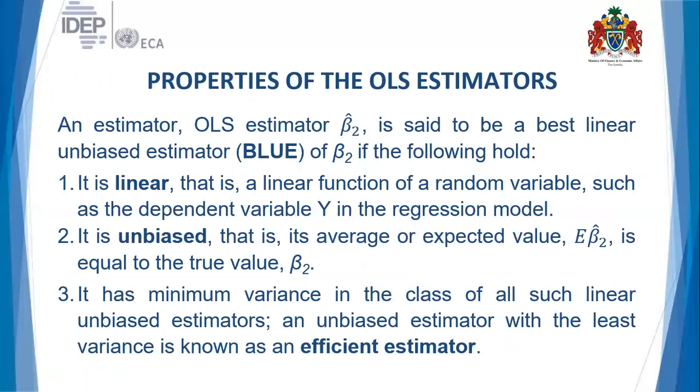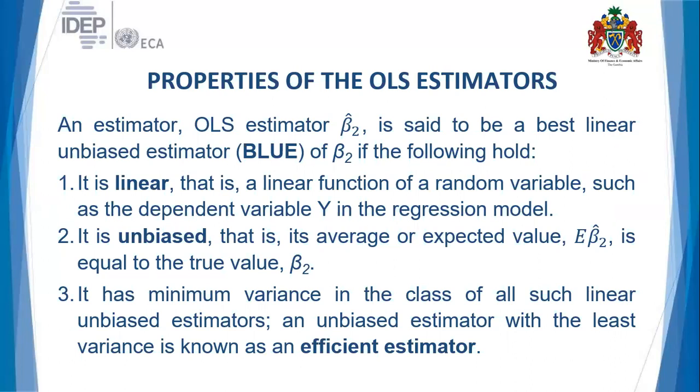Now let's quickly look at the properties of the ordinary least squares estimators. An estimator, or OLS, ordinary least squares estimator, beta hat 2, is said to be the best linear unbiased estimator, commonly known as BLUE, of beta 2, if the following hold. So in other words, an OLS estimator is said to be BLUE, that is best linear unbiased estimator of a population parameter, if the following hold.